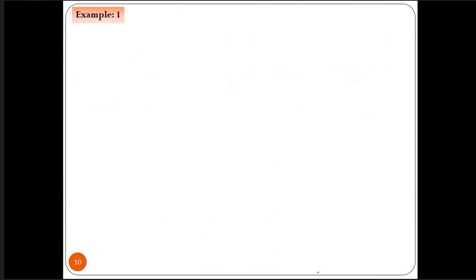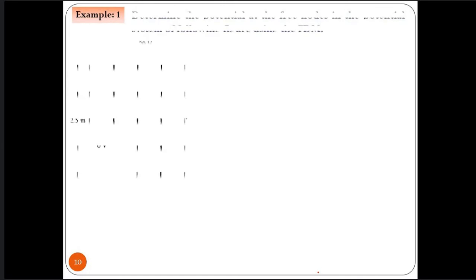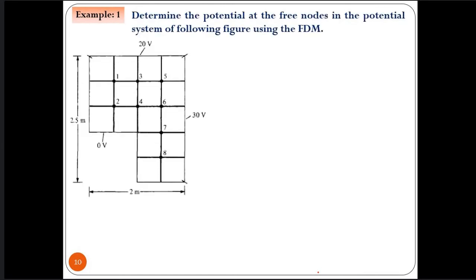Later we move with some practical example. You have to determine the potential at the free nodes in the potential system of the following figure using the finite difference method. The corresponding solution region is given. These are the boundary lines.